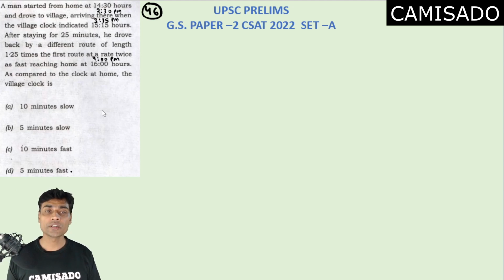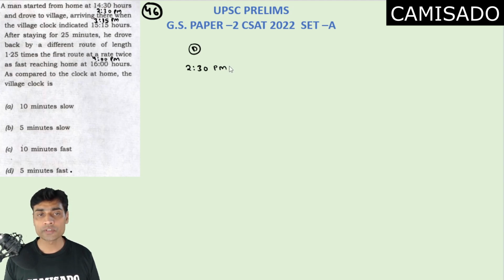If the clock in the village is running 5 minutes fast as compared to the clock at home, I am taking D option, the village clock is 5 minutes faster. It means when we take D option, what we can see is the man started from home at 2:30 p.m. and drove to village, arriving there when the clock indicated 3:15. Clock is indicating 3:15 because it's 5 minutes faster. The correct time will be, according to the situation, 3:10 p.m.